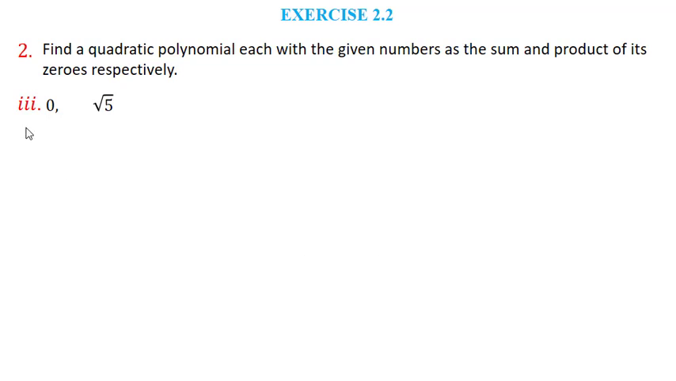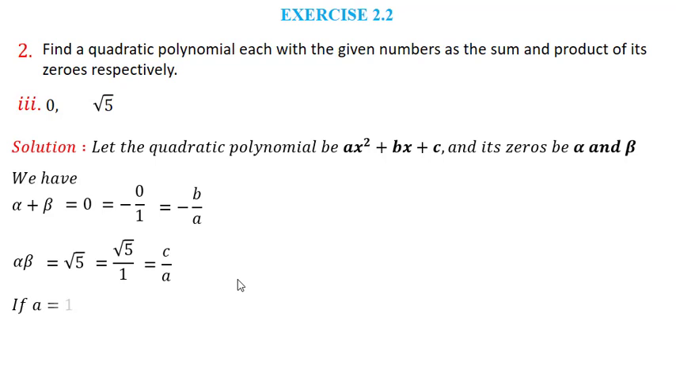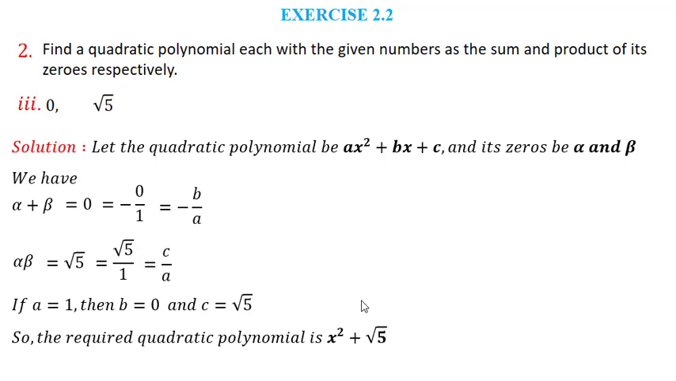Now in the third question, the sum is 0 and the product is root 5. Let us again do it in the same way. Alpha plus beta is 0. I will rewrite this as minus 0 upon 1. Alpha into beta is root 5, so it is root 5 upon 1 only. So it is c upon a. Now a is 1, b is 0 and c is root 5. So I will write the required polynomial as x square. Now this b term is 0, so I will not write that, plus root 5.